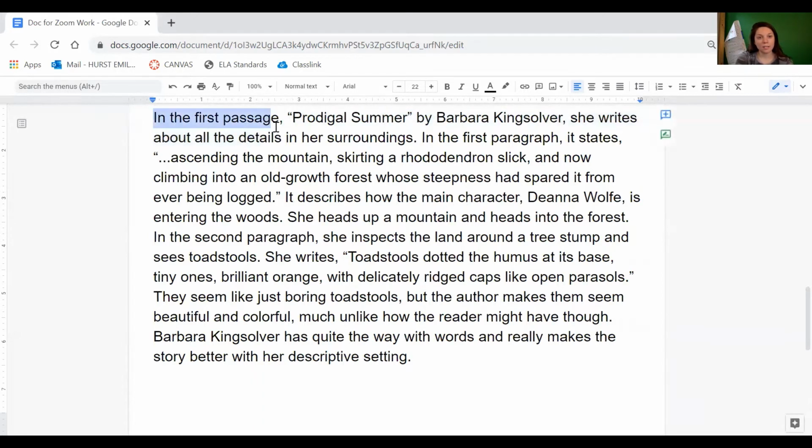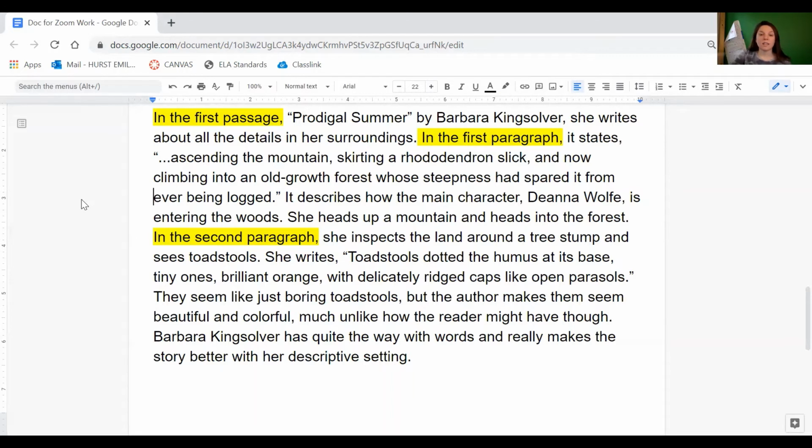Press pause while you do that and press play when you're ready to continue. All right, so I noticed the author of this paragraph says in the first passage, then she says in the first paragraph, and then she says in the second paragraph. So I want you to think, what is the value of these transitions? Why did this author include them? What is done well with them? What is missing?